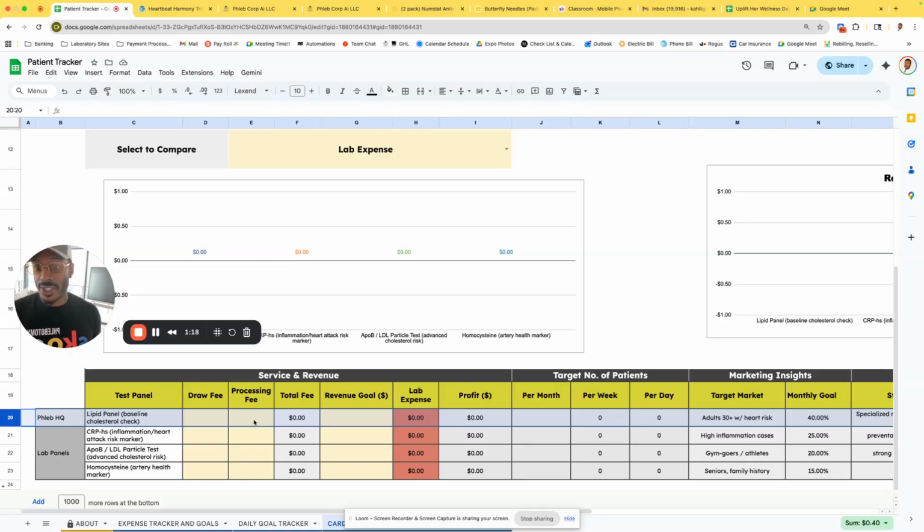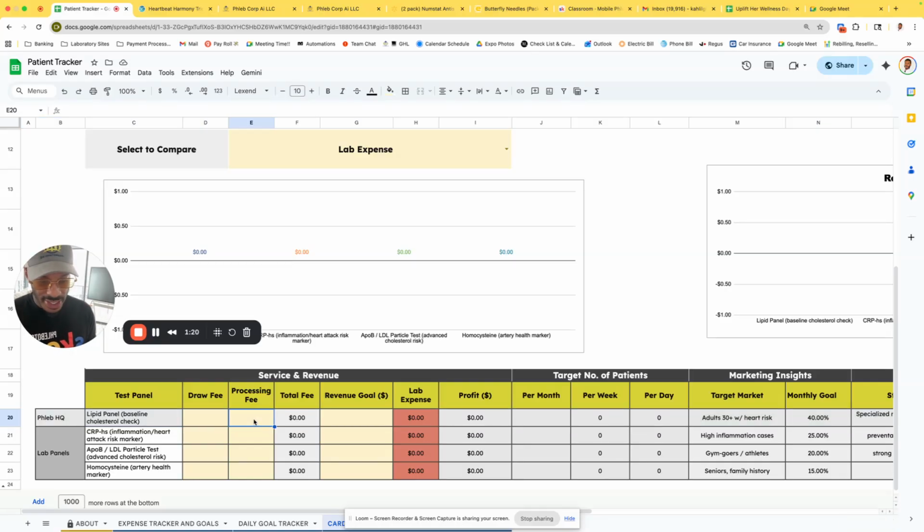Here we are on the tracker, and we're going to just plug that in, okay? The processing is $37.93, okay? That's how much it is to process this actual lipid panel. This is how much it is to process it, to create it, to have the equipment and everything. It is $37.93, okay? So we have that there.